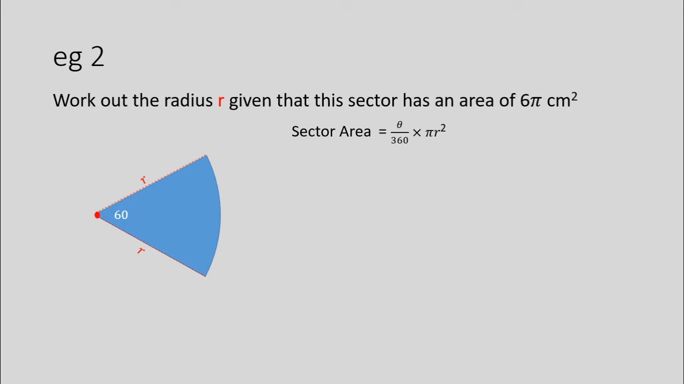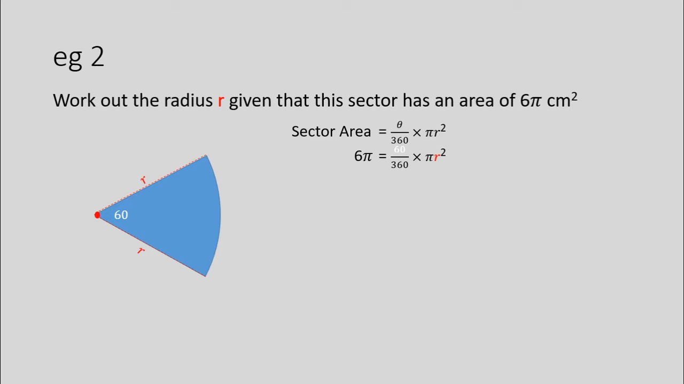So starting with the formula, the sector area is equal to some fraction of the full circle. So that's some fraction of pi r squared. And I know the sector area is 6 pi. I know the angle at the center, it's 60. The only thing I won't know in this equation is what r is. But I can rearrange that to get r on its own and find the value of r. First, let me simplify.